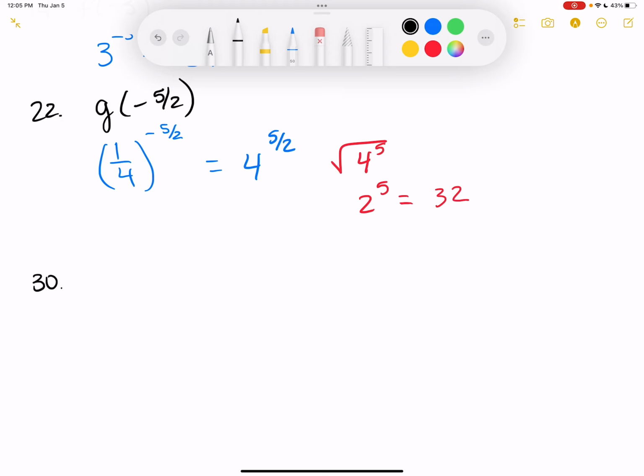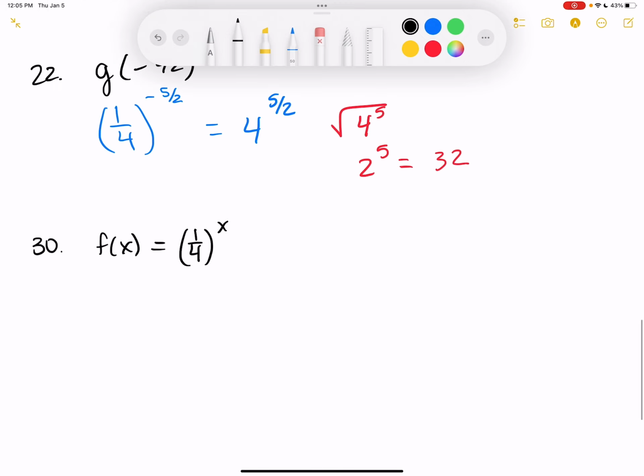30. I think I shaved my legs last night. Glad that's in this video. F of x is equal to 1/4 raised to the x. Algebra class. I shaved my legs. That's so weird to think about, like, who's gonna be in this class, and they're gonna hear us. That's so trippy.